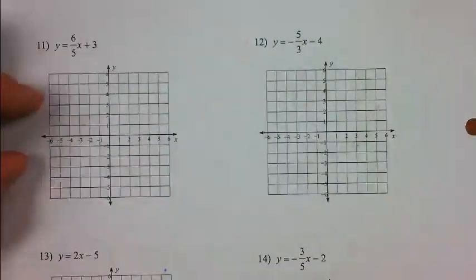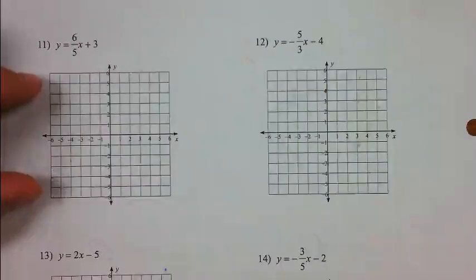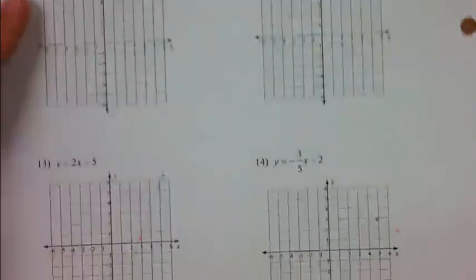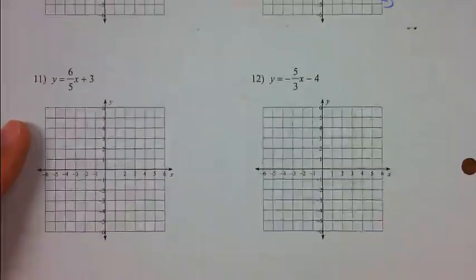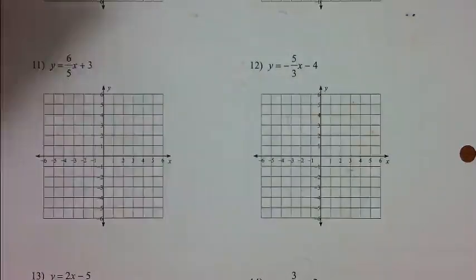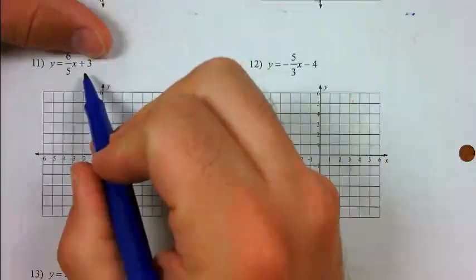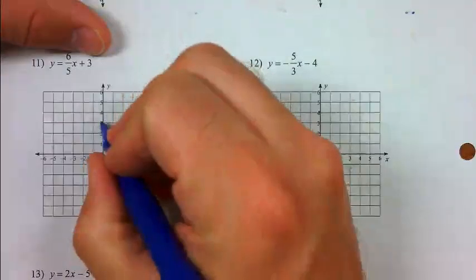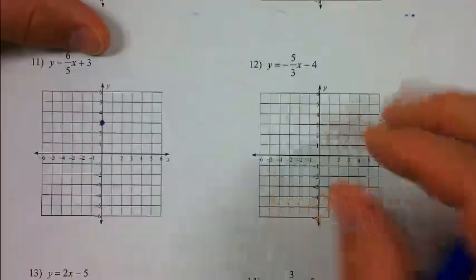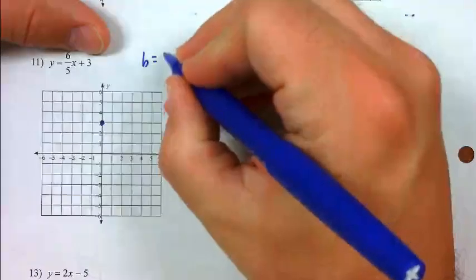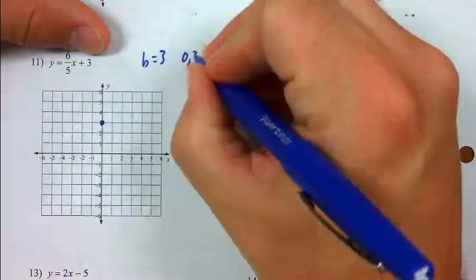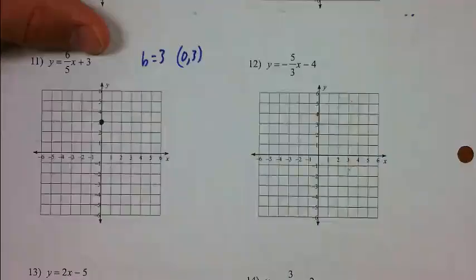So now, 11 we have in slope-intercept form. Actually, the rest of these are in slope-intercept form. So we can take these and we can graph them from that format. So we have a positive 3. We need to find positive 3 on our graph. So the b value is positive 3, which is a point at 0, 3. So that's what we have graphed.